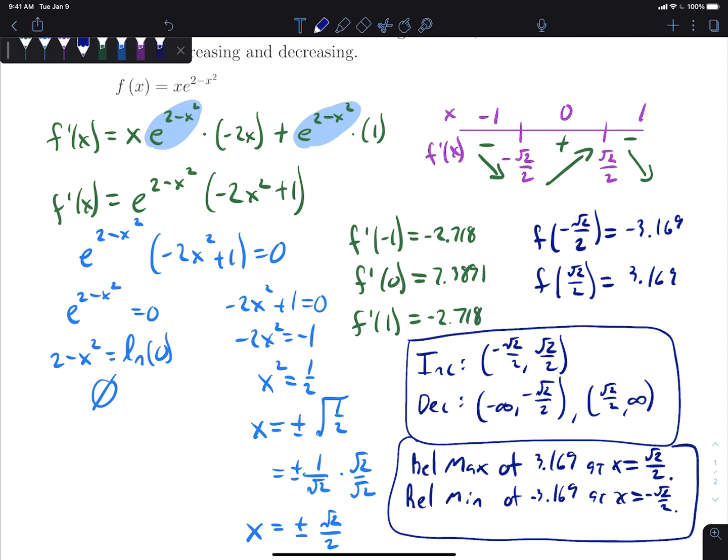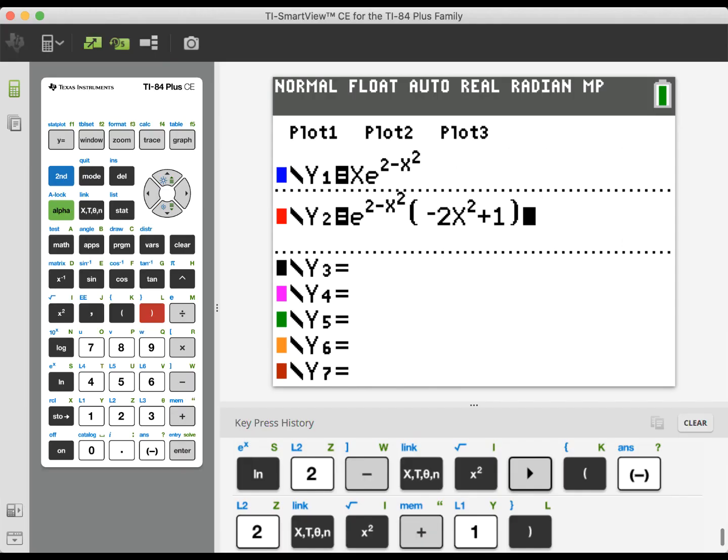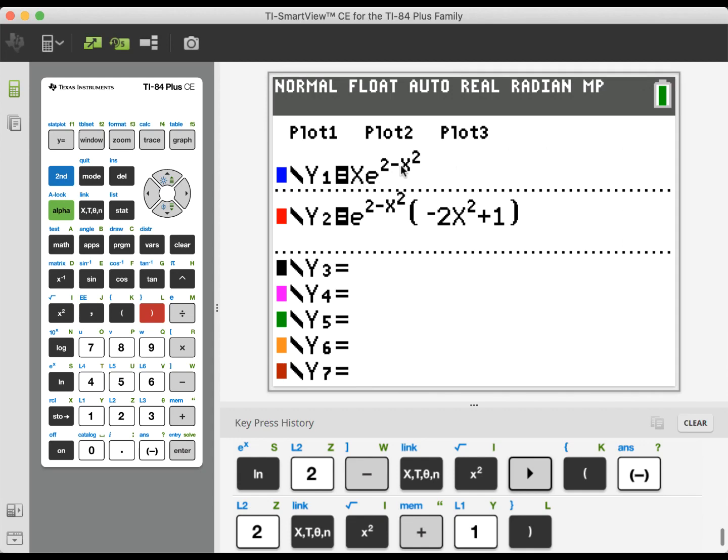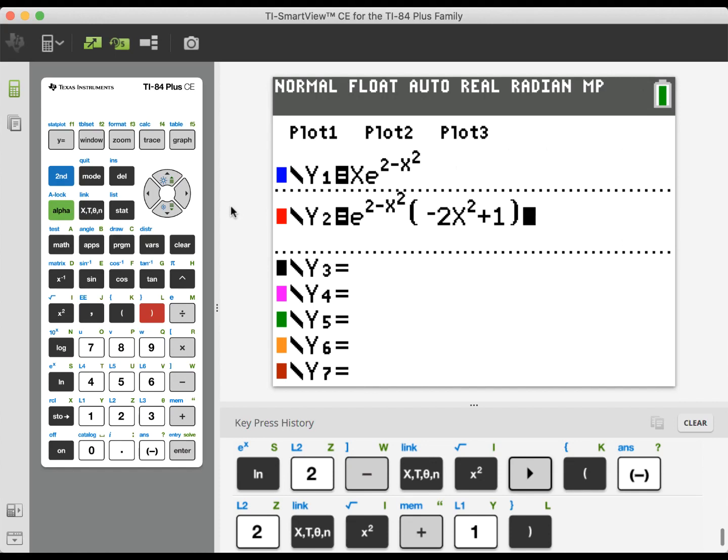Alrighty. Well, I think I'm going to go ahead and take you to the calculator to see what's happening. So I will see you there. Okay, so welcome to the calculator. I've already typed in the original function on y1, and on y2 I've typed in the derivative.